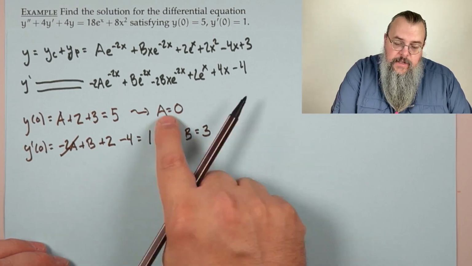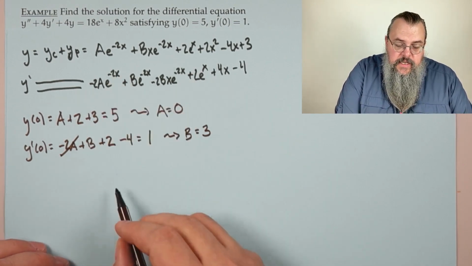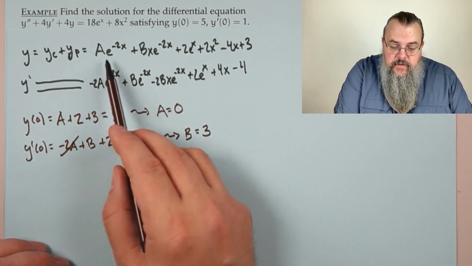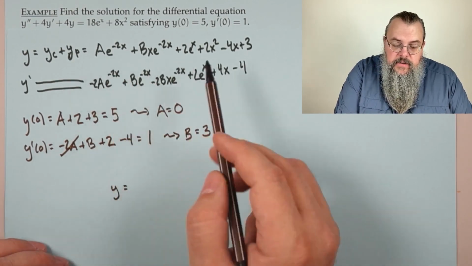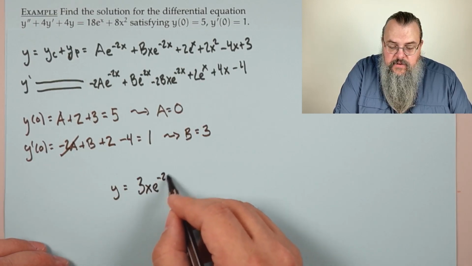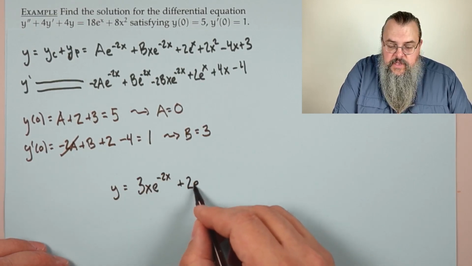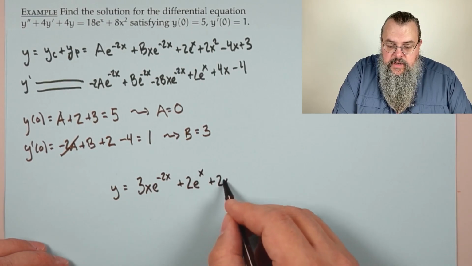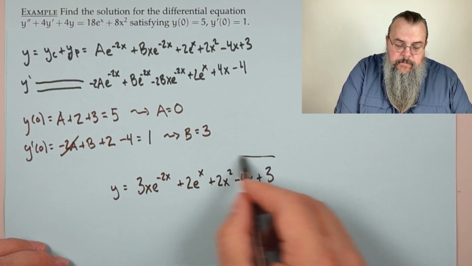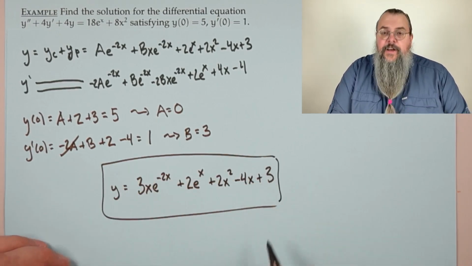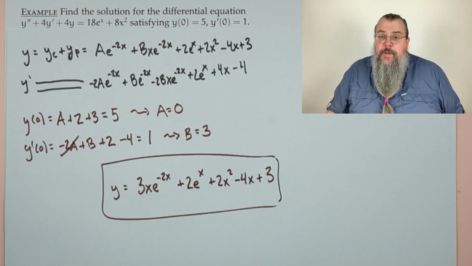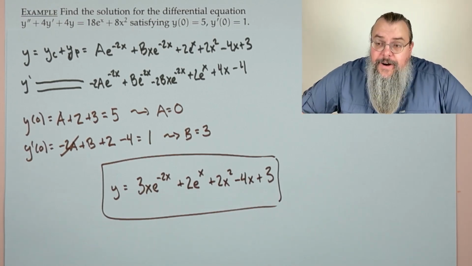So now that we know a and b, we can plug it in, and we get our final answer. y is 0. All right, we don't write that down. 3x e to the minus 2x plus 2e to the x plus 2x squared minus 4x plus 3. All right. Done. Now, you might be thinking, this seems long.